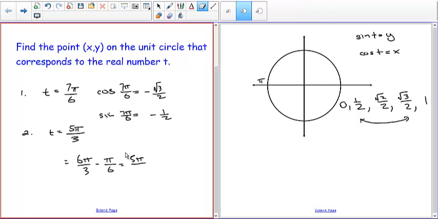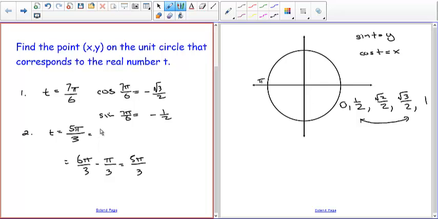Am I doing this wrong here? Oh, it's because I'm going to subtract a third here. So 6 pi over 3 minus 1 pi over 3 is 5 pi over 3. So one way I can think of it is I can go this way, 5 pi over 3, or I can go this way, 1/3 pi. That's one way of thinking about it.